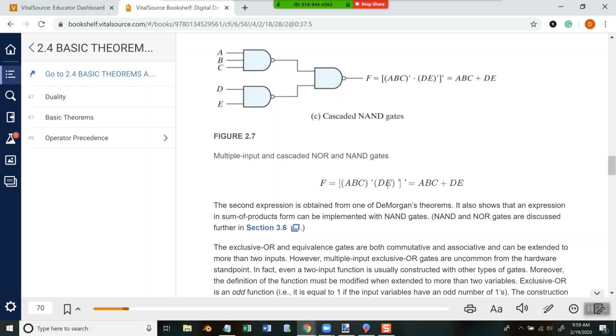D and E. There's D and E, and then we have a little circle in the front, and that does that prime there, inverts it. And then we have an invert on the outside. That's because we're multiplying these two together, so that's this, or anding them together. And then we're inverting it, which makes it a NAND. So that's that. And then you see that gives you this right here.